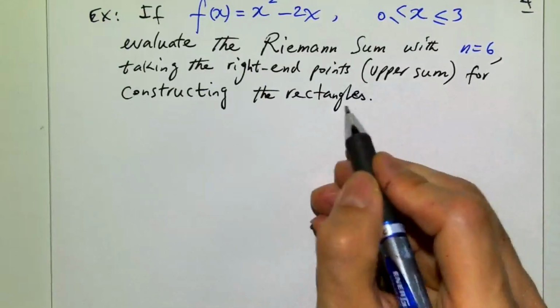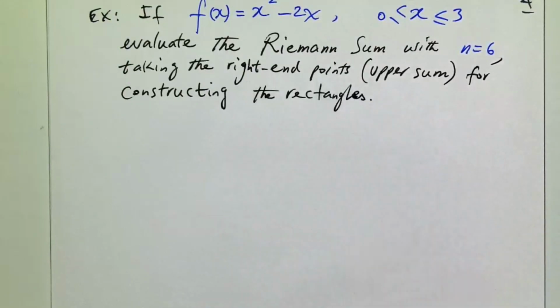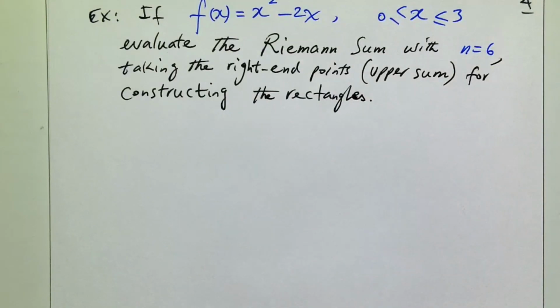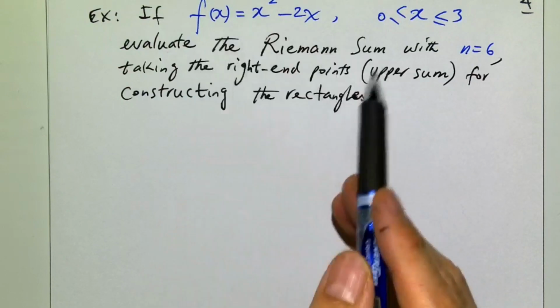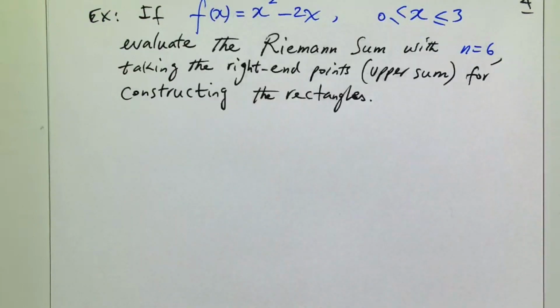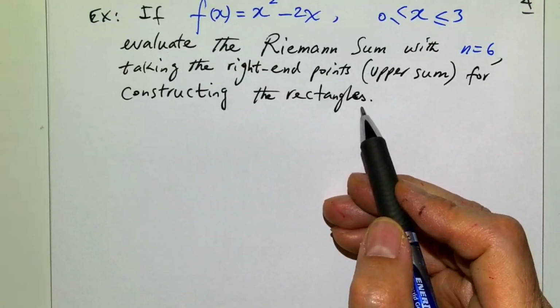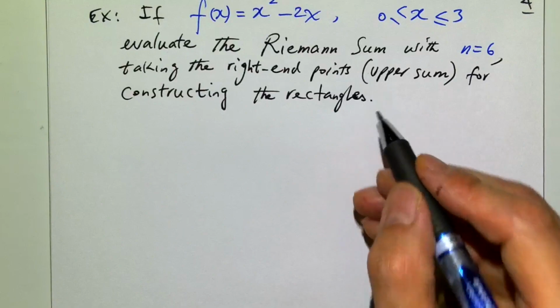I should, however, qualify this. The right endpoints will give us the upper sum only when we have what kind of a function? Do you remember from that discussion in section 5.1? Only if we have an increasing function. If we have a decreasing function, then using right endpoints will give us the lower sum. So this is apparently an increasing function.